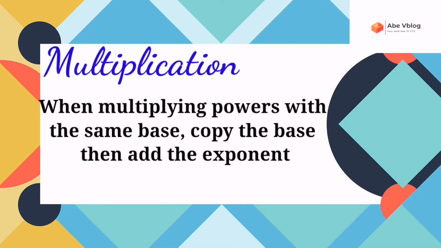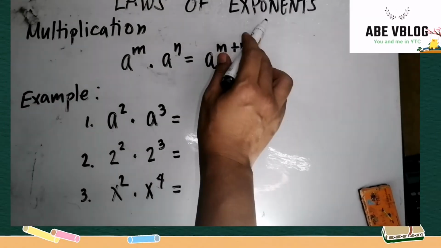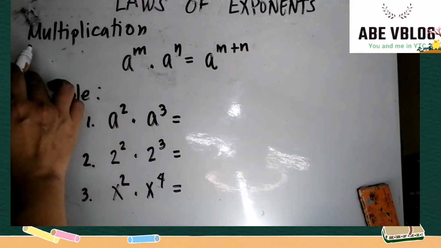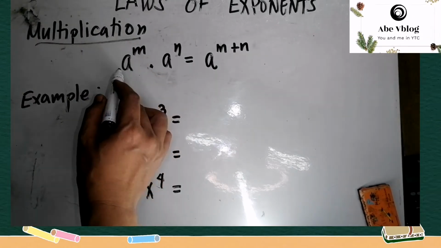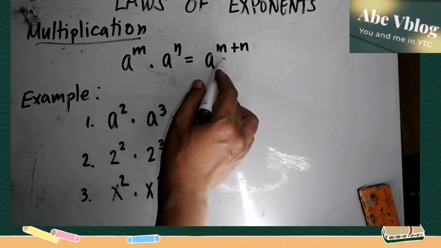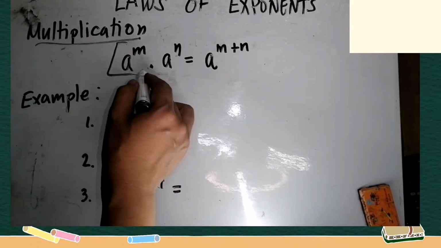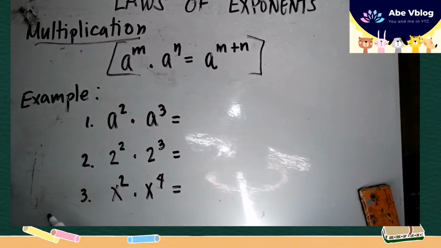Multiplication. When multiplying powers with the same base, copy the base, then add the exponents. Laws of exponents: multiplication. a^m times a^n is equal to a^(m+n). So this is our equation.